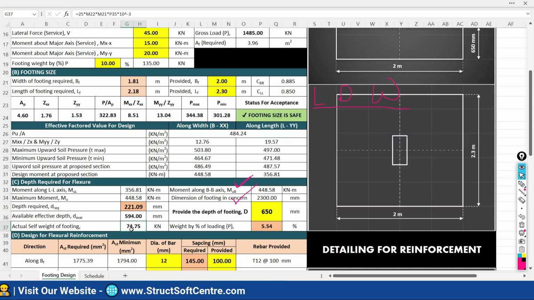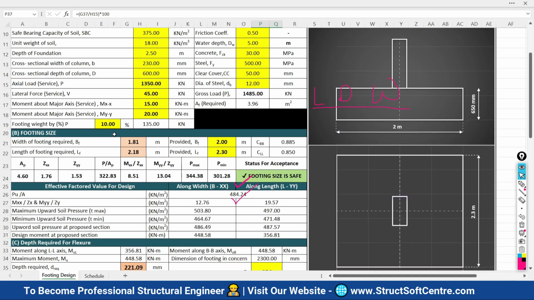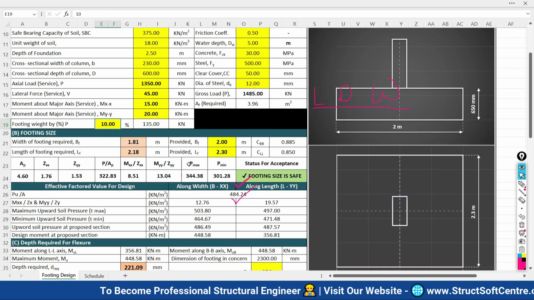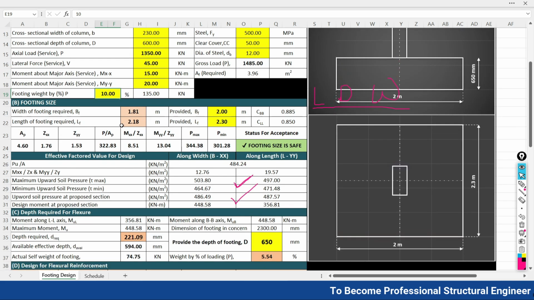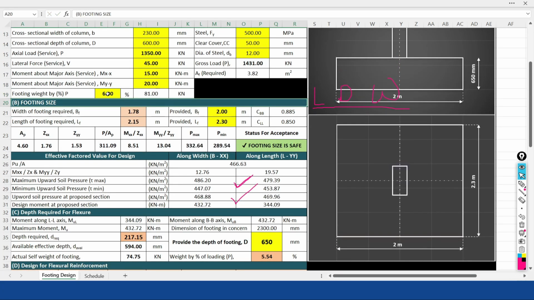So the self weight of the footing is 74.75 and by percentage it is 5.54 only. But we have considered 10%, so we are on the safe side. Otherwise, if you say, no sir, I will make it accurate, you can consider it as 5.55 or 6% as well. So I can consider 6% here, and accordingly you can proceed further. But I don't want to change it, I would like to go with 10% only.